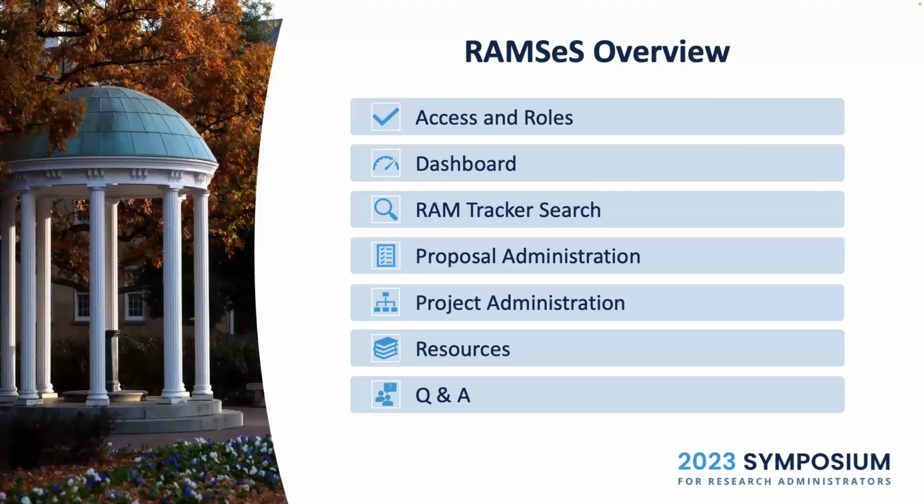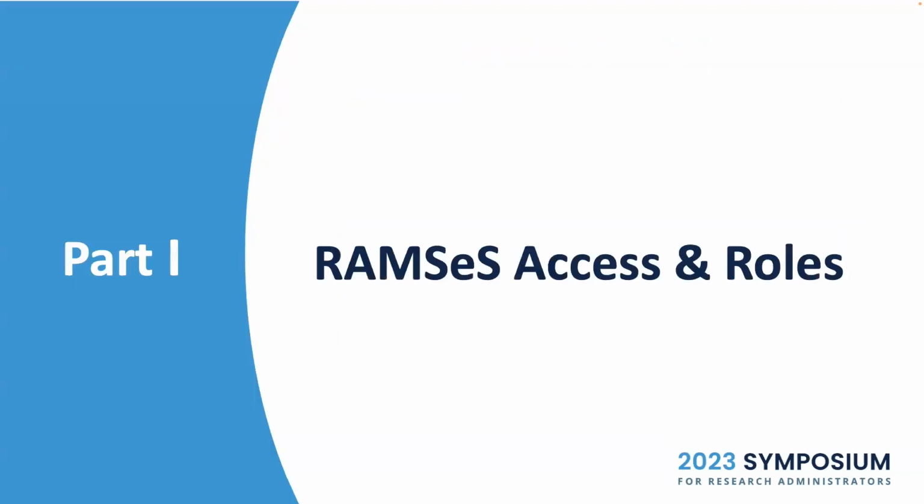We're going to be going over access and roles, the dashboards that are available to you, going into a little depth into RAMTracker search and some of the functionalities that will be coming soon, hopefully, proposal administration and project administration, as well as sharing some resources and hopefully having time for Q&A at the end. We've also asked Sarah if she can go ahead and answer questions as we go along, because we do have a lot of material to cover. So I'll take it away.